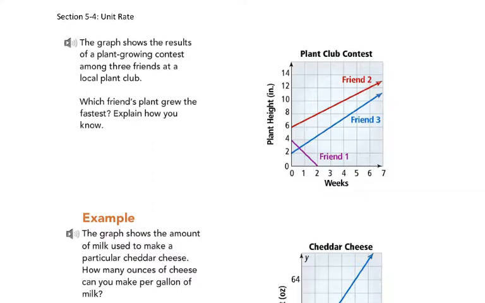Section 5.4 is about unit rate, so we're going to be looking at some graphs and determining the unit rate. Remember that unit rate means something per one item. So let's take a look at the graph here that shows the results of a plant growing contest among 3 friends at a local plant club.